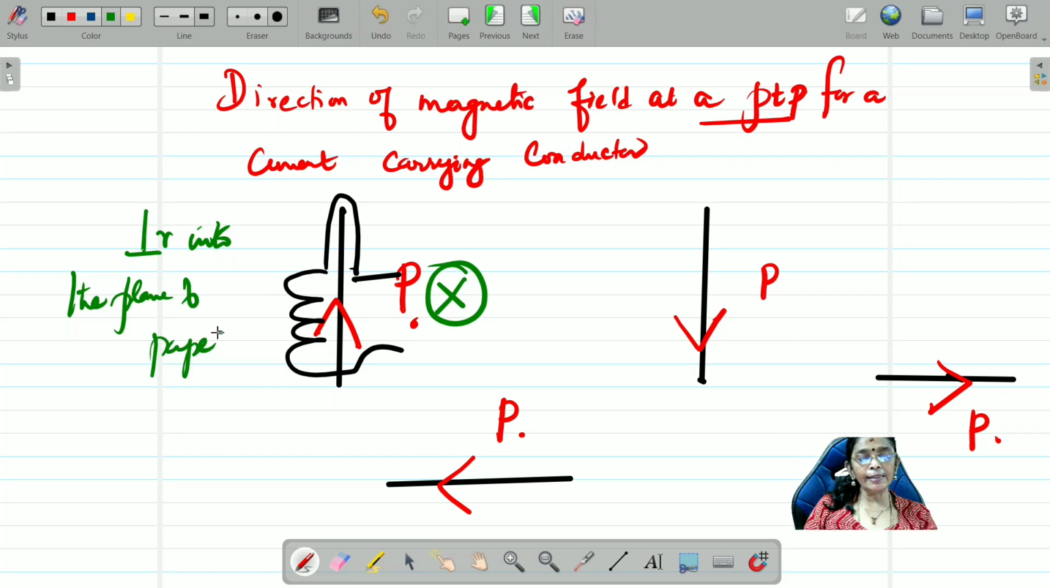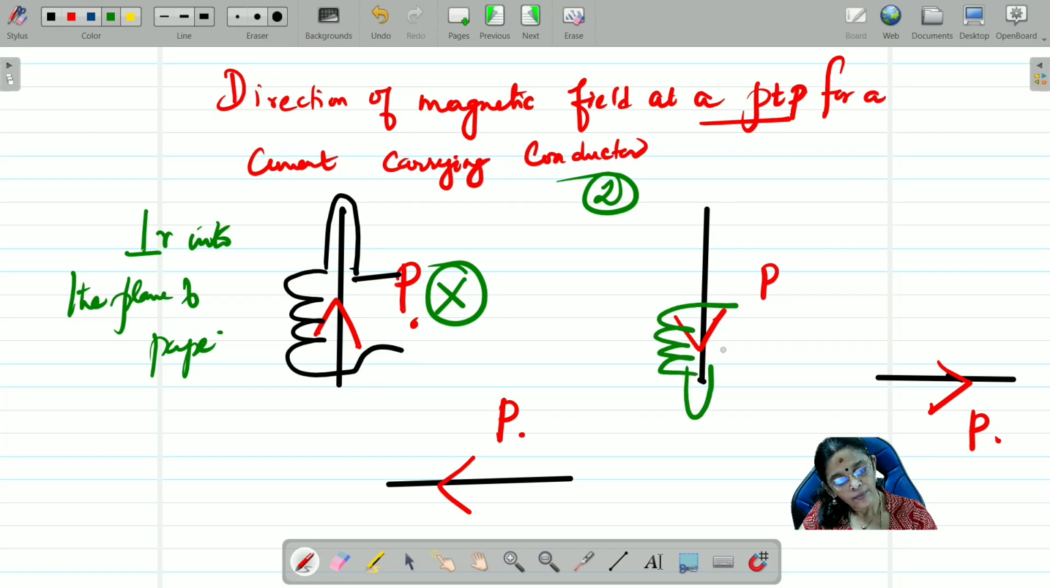Similarly, second sum. Use the right hand thumb rule. So I'm using the right hand thumb rule. See here, downwards. So the magnetic field on the left hand side of the wire is into the paper, whereas on the right hand side of the wire, it is coming outwards, like this. So therefore, the magnetic field is perpendicular outwards.